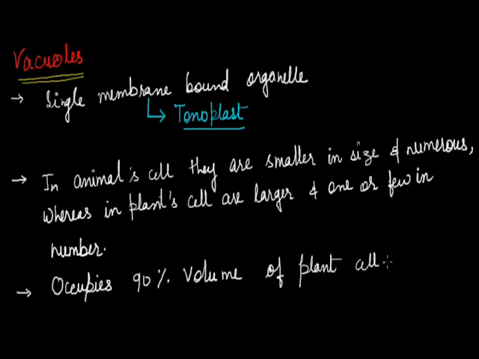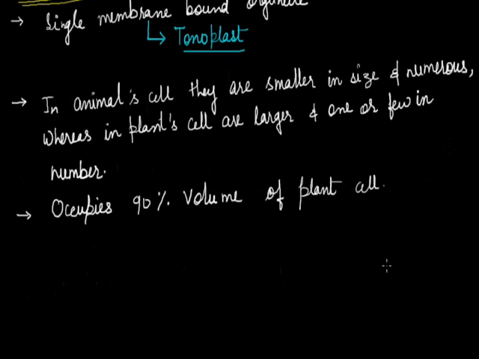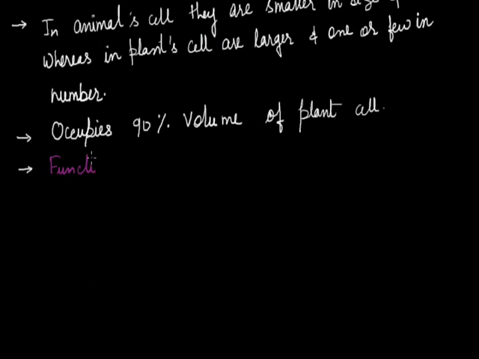Now, coming to the functions of the vacuoles. The main function of the vacuole is storage and transport of the various substances, and these substances can be nutrients or secretory or excretory products. So they help in storage as well as transport of various substances.